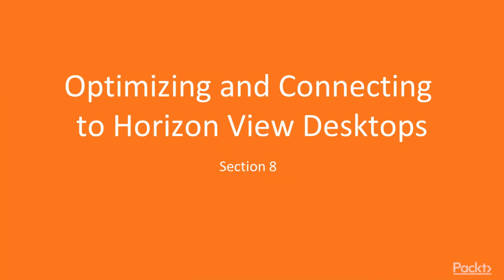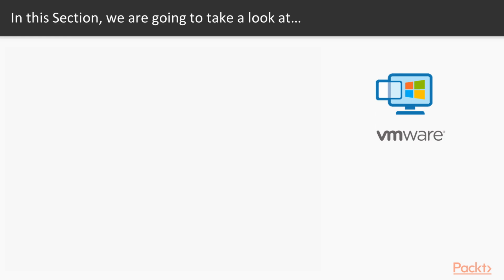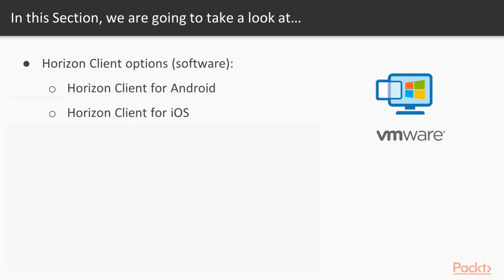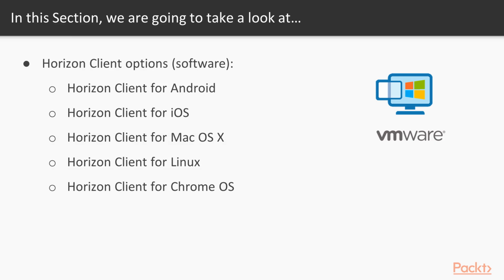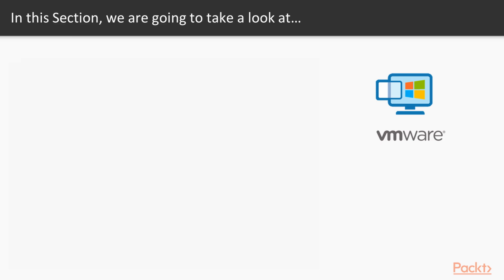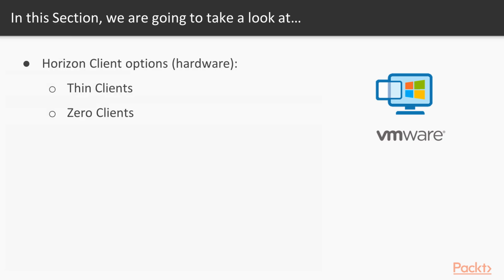Hello and welcome to Section 8, Optimizing and Connecting to Horizon View Desktops. So what are we going to cover in this section? In the first part we're going to look at the Horizon client options from a software perspective. So apps for Android, iOS, Mac, Linux and Chrome OS that allow a user to connect to their virtual desktop machines. We will then go on to look at some of the hardware based options, so thin clients, zero clients, and repurposing desktop PCs and laptops into thin clients.